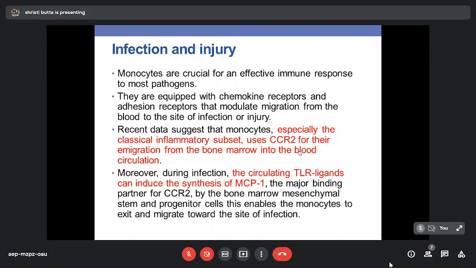Now, where does this MCP1 come from? It comes from the fact that when there is an infection, these TLR ligands induce the synthesis of MCP1 by the bone marrow mesenchymal cells and progenitor cells. Okay, and that enables the monocytes to exit from the bone marrow and move under the action of MCP1 to the site of infection. So this is the monocyte chemotactic factor.